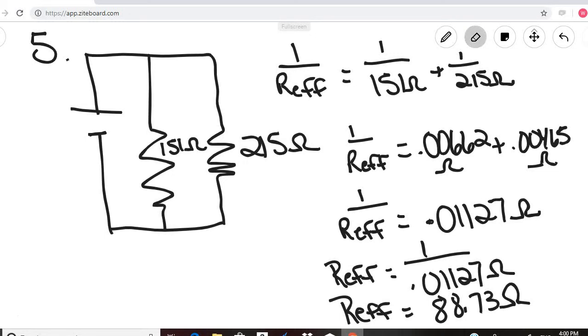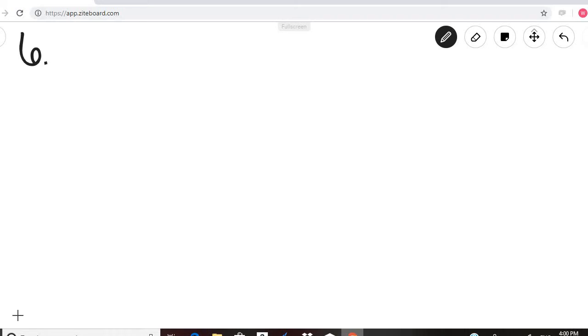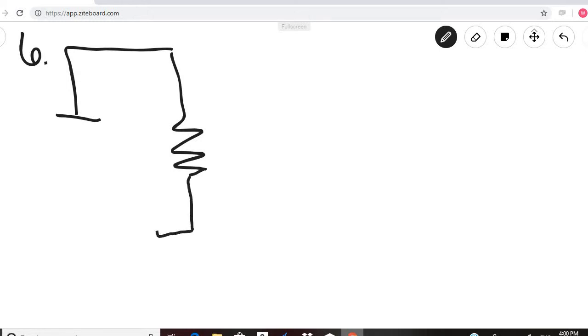Number 5. Okay, number 6. Again, there is a picture, so let's go ahead and draw it so we can talk our way through it. We have a resistor here, and then we have another resistor here. Okay, so this says determine the effective resistance of the following circuit.